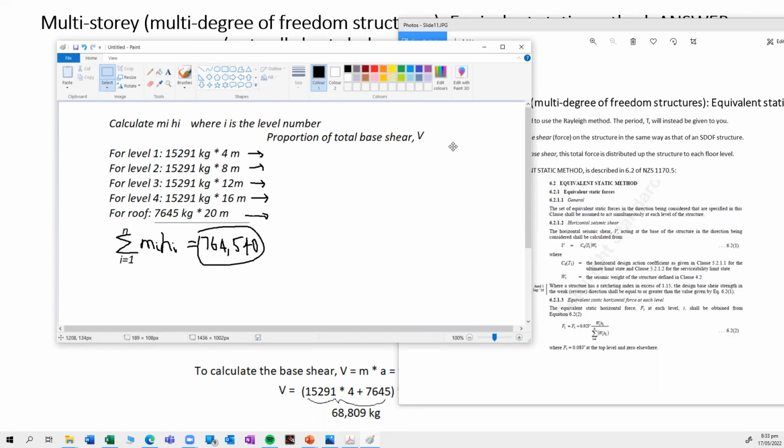Okay, so you should be able to work out that and then divide it by that and then multiply by 0.92. Sorry, multiply by 0.92 for every level. Do that for every level first.